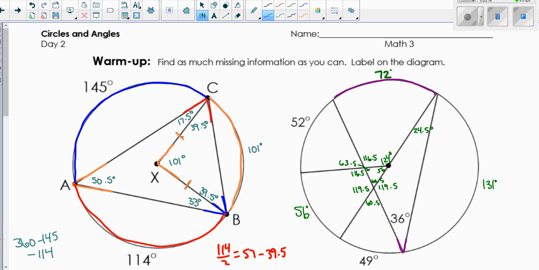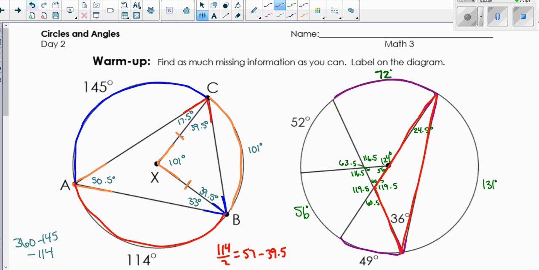And then you have every arc except for one, so you can do 360 minus 72 minus 52 minus 56 minus 49, and you get your 131. Okay? From there, I saw that if this is 49, this arc right here opens up to this inscribed angle, so half of 49 is 24.5. Right? And then you have a triangle right here. So if you know two of the angles, subtract 36 and 24.5 from 180, you get 119.5.